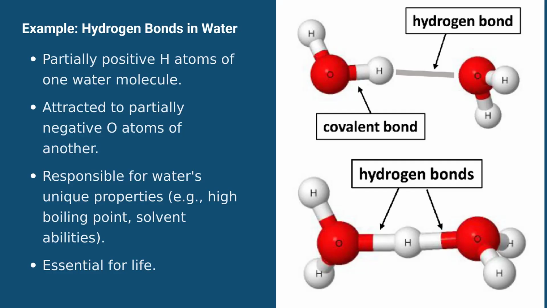The hydrogen bonds in water are a prime example of their importance. Because water molecules are polar, with partially positive hydrogen atoms and a partially negative oxygen atom, they are strongly attracted to each other. The partially positive hydrogen of one water molecule is attracted to the partially negative oxygen of a neighboring water molecule, forming a hydrogen bond. These continuous attractions are responsible for many of water's unique properties, such as its high boiling point, surface tension, and its ability to dissolve many substances, all of which are essential for life.